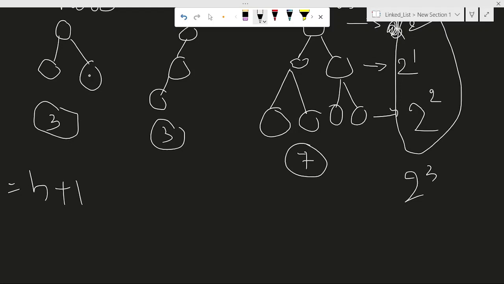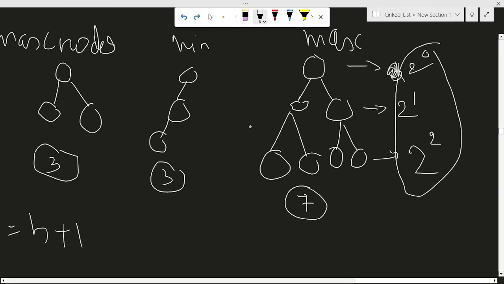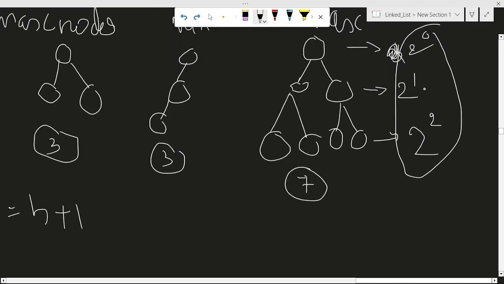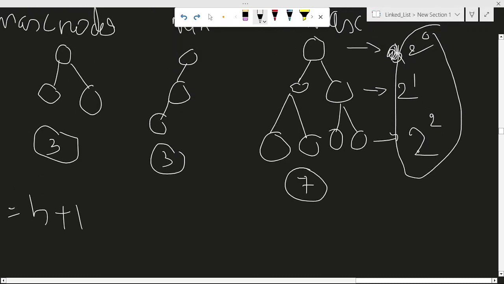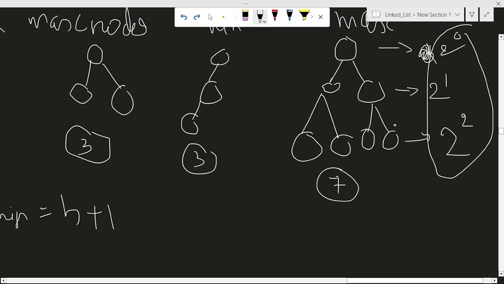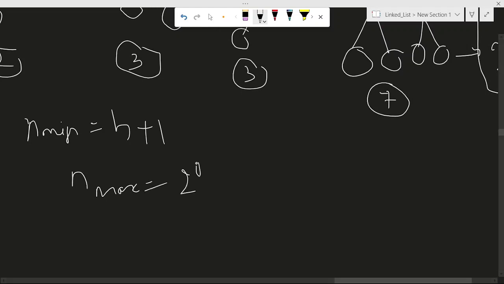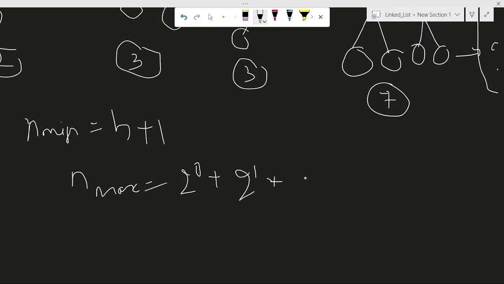So 2 power of 3 is what? 8. So again, this is simple. Now I need to add these things in order to get how many nodes. So n max will be what? N max will go from 2 power of 0 plus 2 power of 1 plus 2 power of 2 in my example.